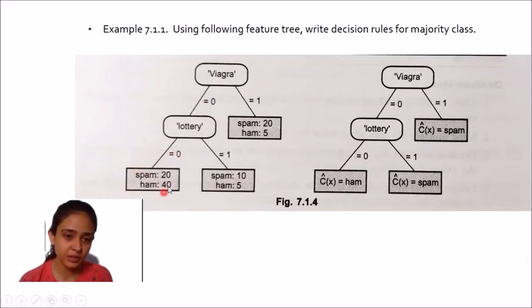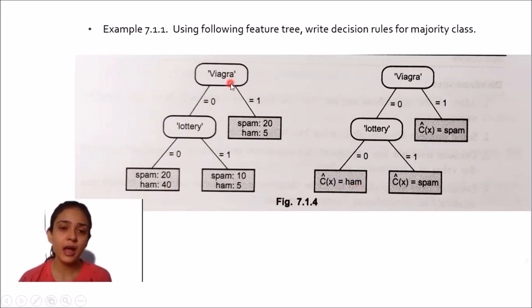Here the majority value is ham, that is ham equal to 40, because the value of spam is 20. So what will we take? We will take the majority of the class value. Out of 20 and 40, the majority value is ham. So I will write the class label as ham.